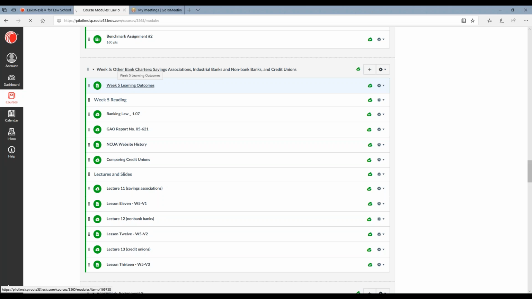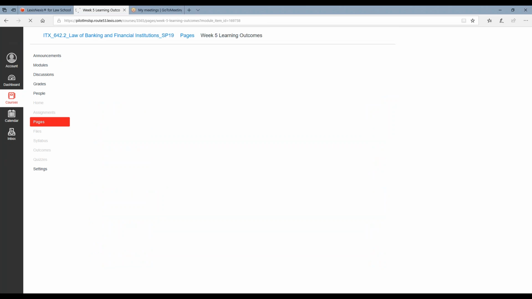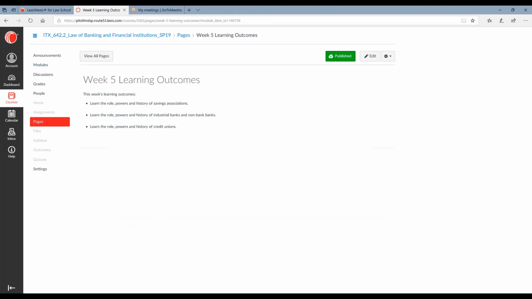For the outcomes for this week, you will be learning the role, powers, and history of savings associations. Also the same role, powers, and history of industrial banks and non-bank banks. And then the same for credit unions. So again, you'll be learning more about these other sorts of institutions.